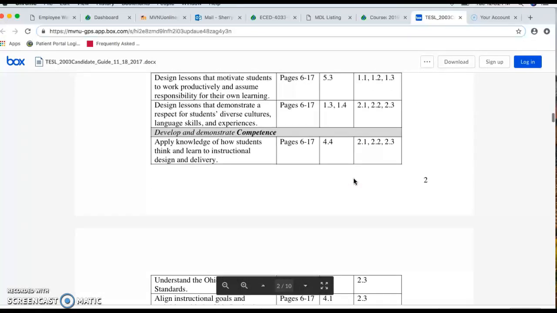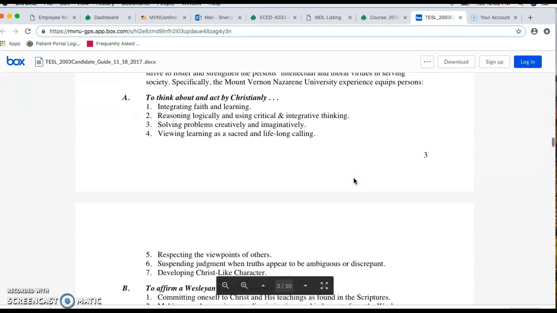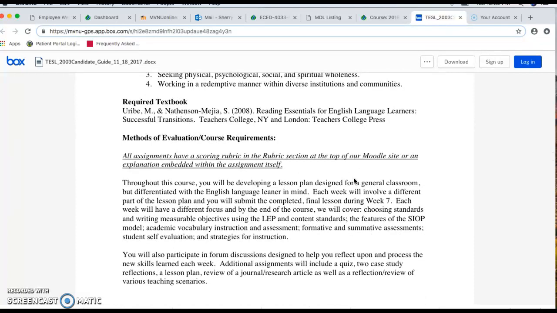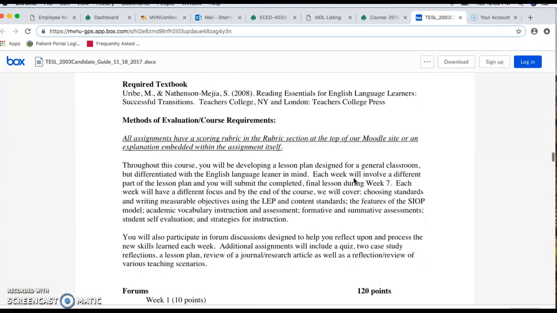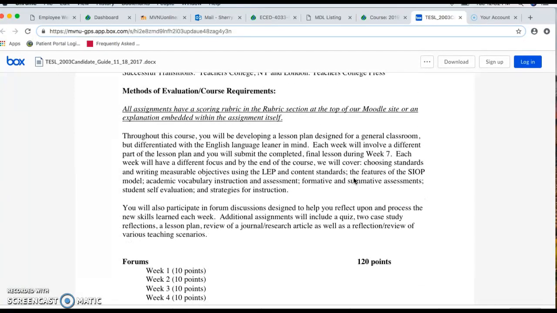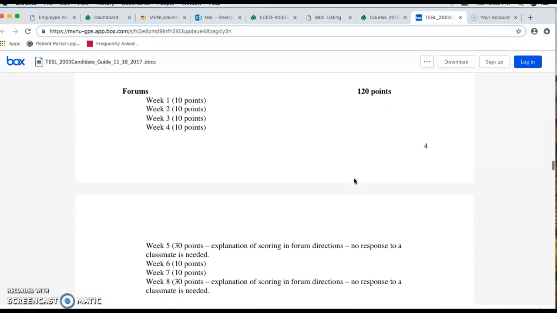This gives you all of our course objectives, teacher objectives for them, our instructional goals, the required textbook, and the methods for evaluation of the course. You'll see that all of the assignments either have a scoring rubric in the rubric section at the top of our site, or they have an explanation embedded within the assignment. And here are the different assignments.